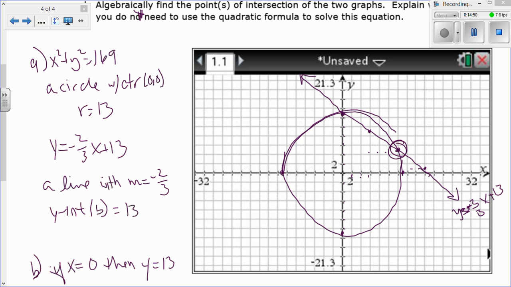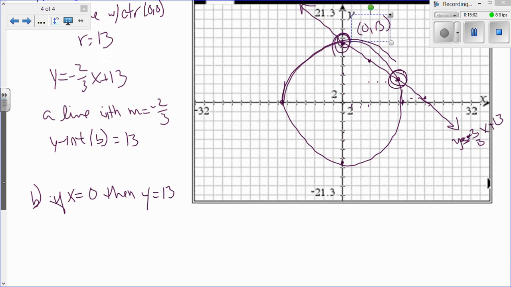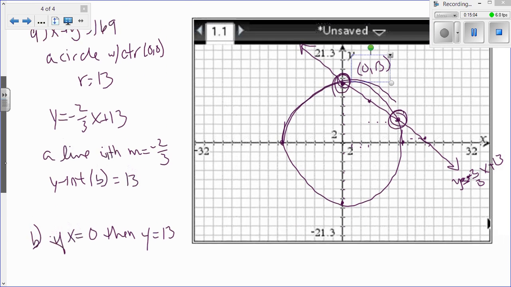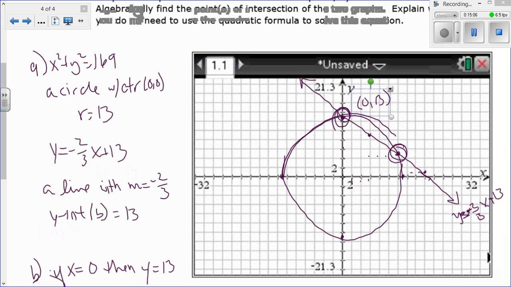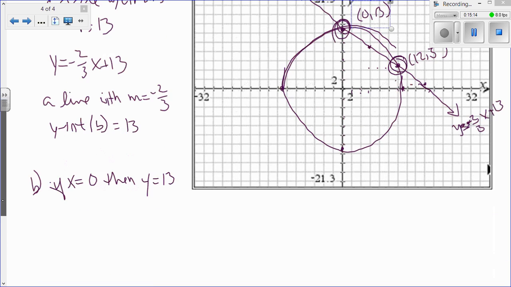But I have this point and that point of intersection. And this is definitely the point 0, 13 that we discussed. And I'm going to have to take a gander that this is 13 here, so this is 12, and then 2, 4, 5 is what I'm guessing by hand.